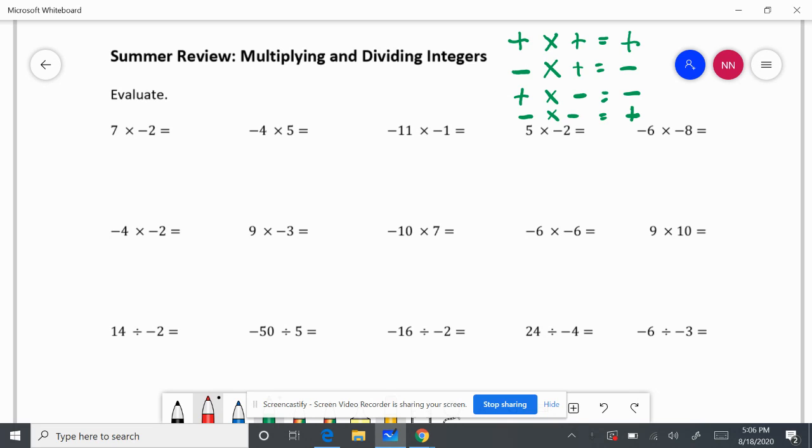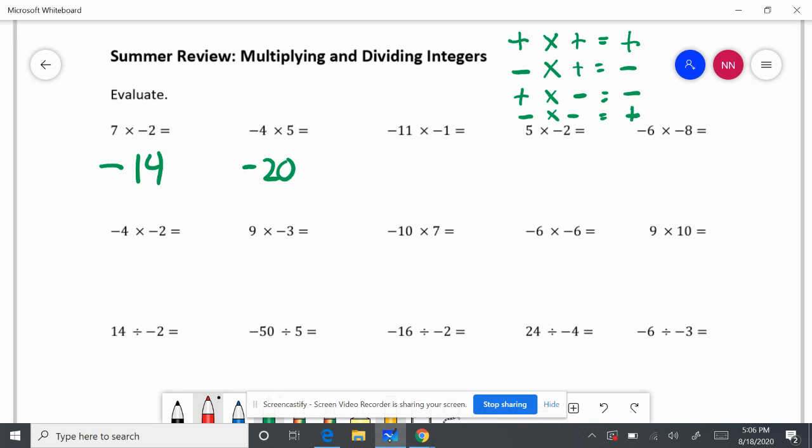If we're looking at our first one, we have 7 times negative 2. So a positive times a negative, we know is a negative. 7 times 2 is 14. Looking at the next one, negative 4 times 5, negative times a positive is a negative. 4 times 5 is 20.